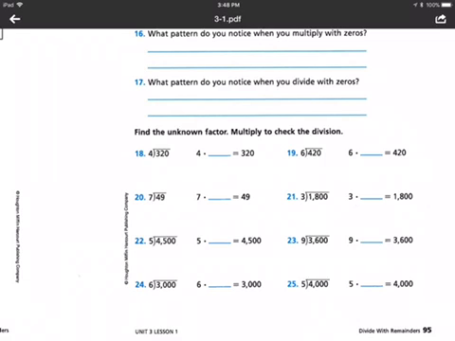So for example, for problem number 18, you have 4 being divided into 320, and you can approach this problem by looking at 4 being divided into just the 32, and 4 divided into 32 goes in 8 times. You can also add that 0 on because there's a 0 in the dividend, so there should be a 0 in the quotient. So 4 times 80 is 320. You would have no remainder for that.